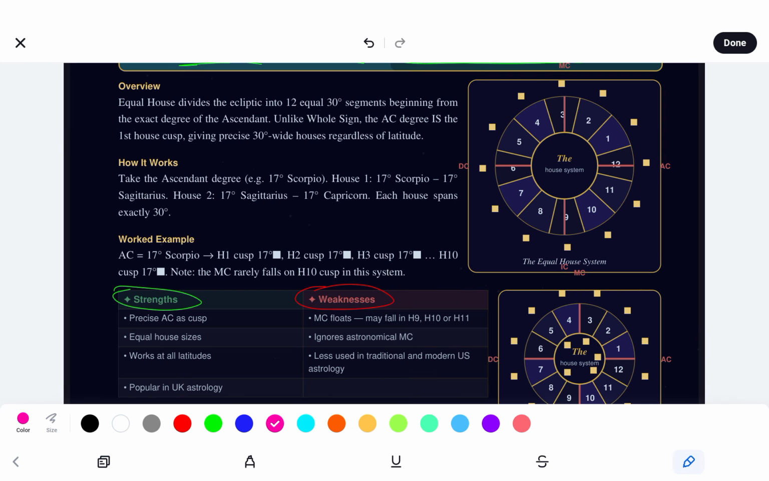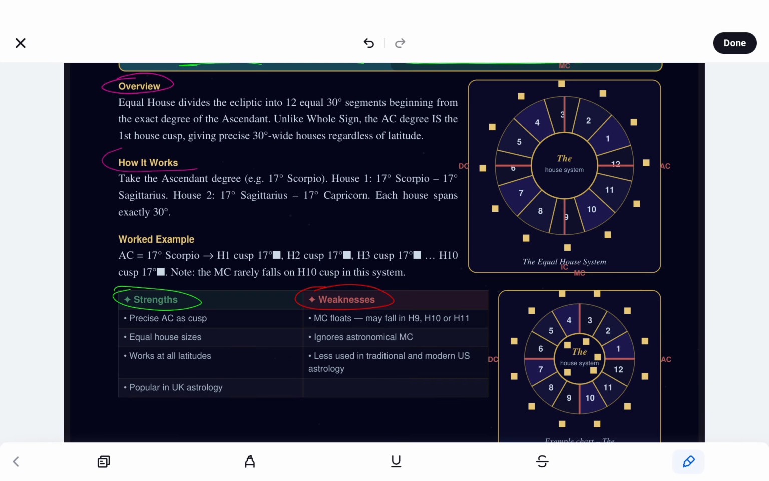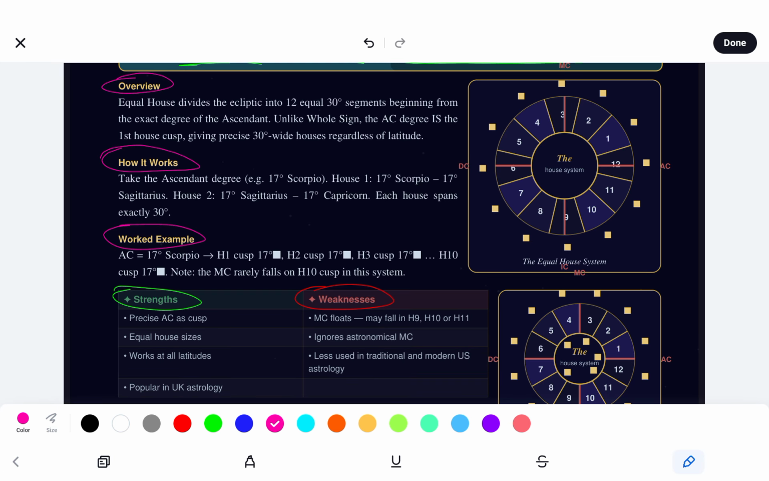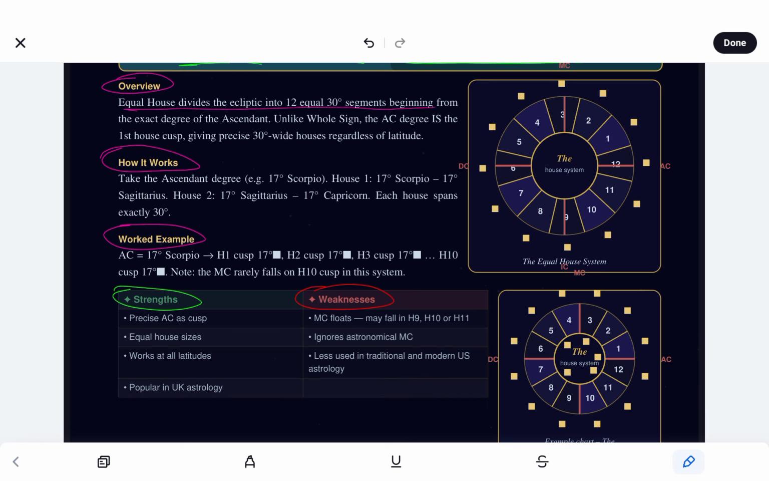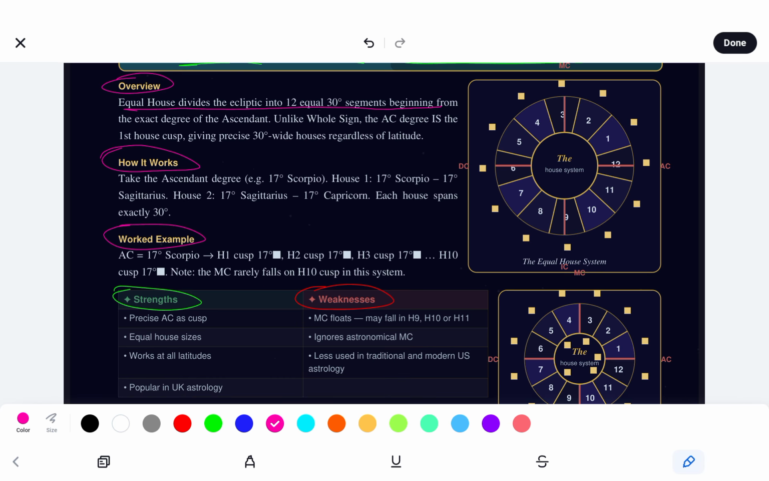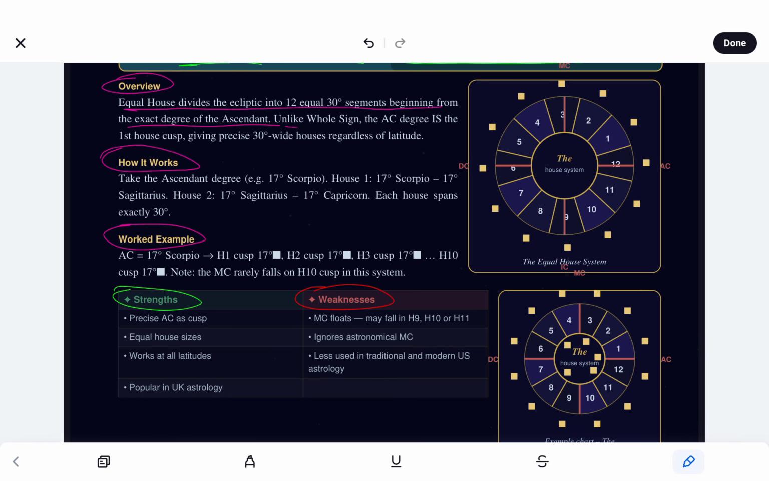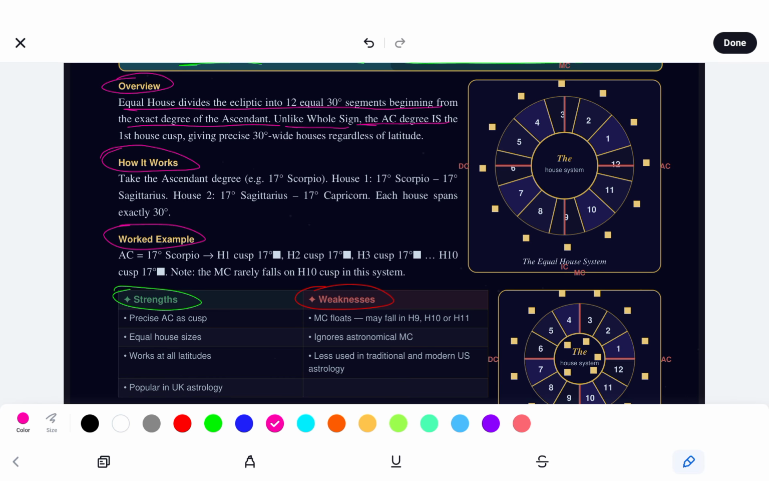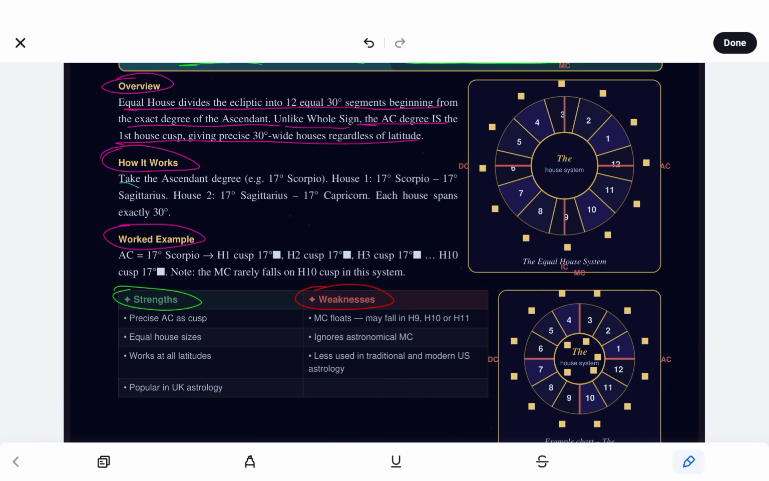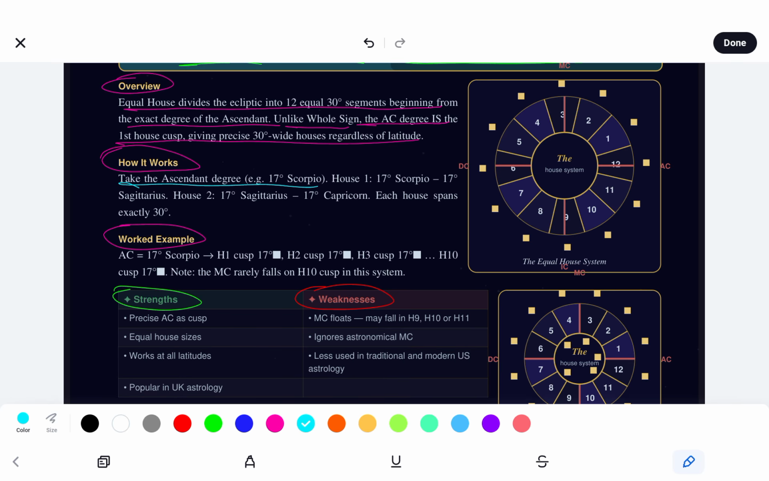Same style here. Looking at the overview, how it works. Worked example. Equal house divides the ecliptic into 12 equal 30 degree segments beginning from the exact degree of the ascendant. Unlike whole sign, the ASC degree is the first house cusp, giving precise 30 degree wide houses regardless of latitude. Take the ascendant degree, for example, 17 degrees Scorpio.